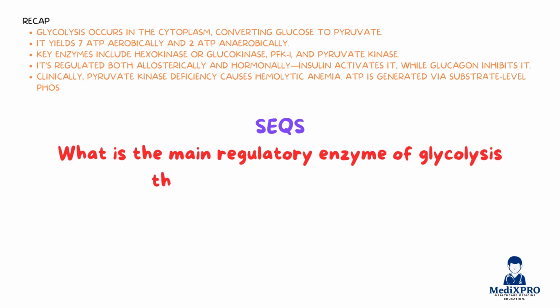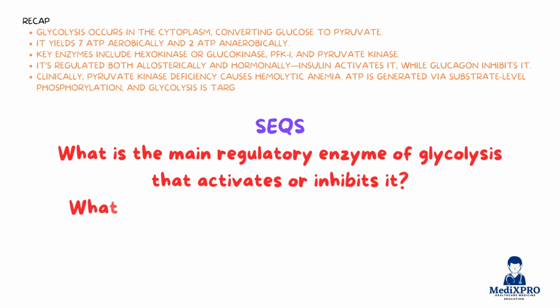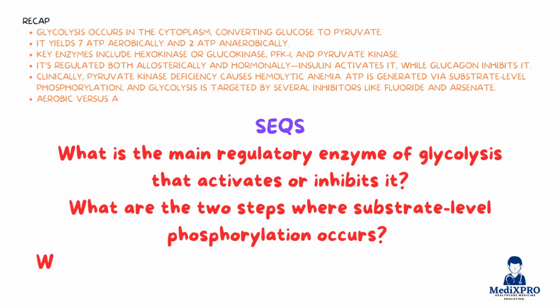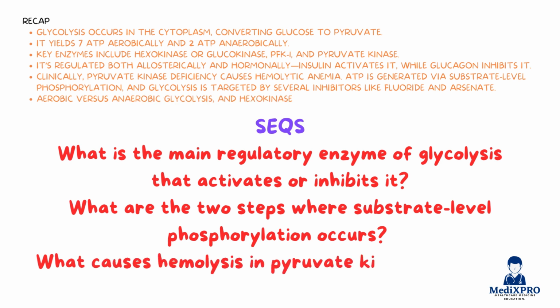And finally, quiz yourself. What is the main regulatory enzyme of glycolysis, and what activates or inhibits it? What are the two steps where substrate-level phosphorylation occurs? And what causes hemolysis in pyruvate kinase deficiency? Say it aloud, write it down, or drop your answers in the comments. Whatever helps you lock it in before your next exam.